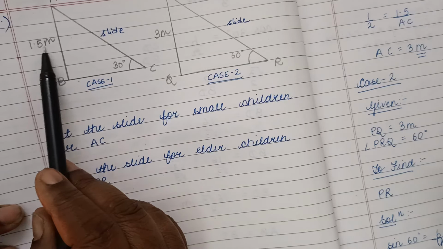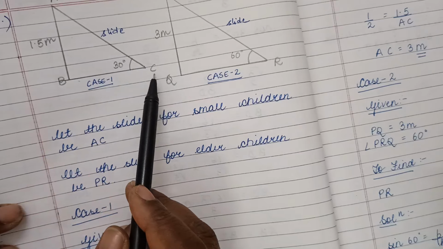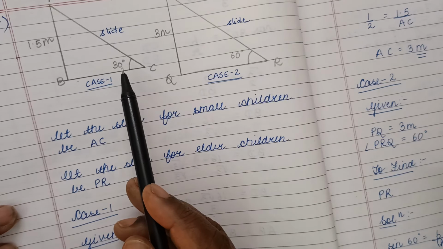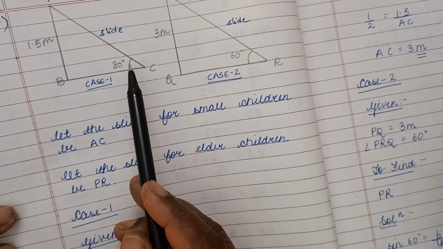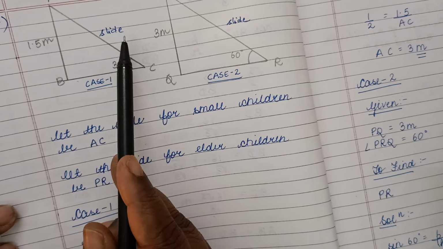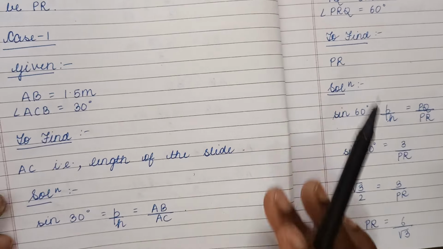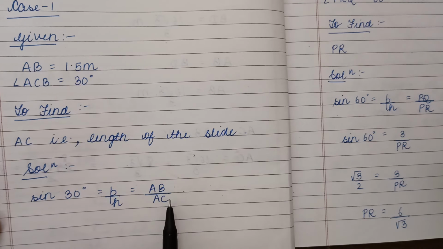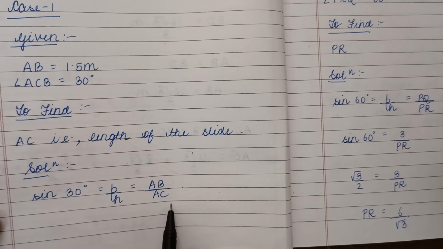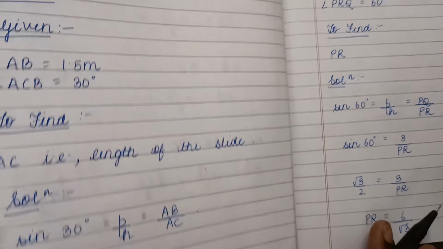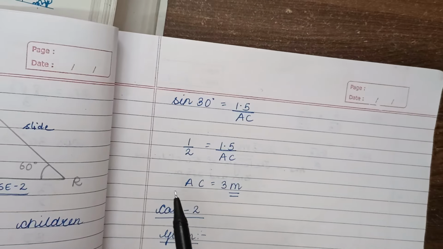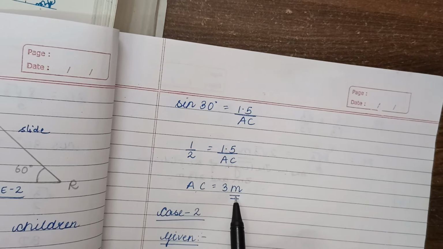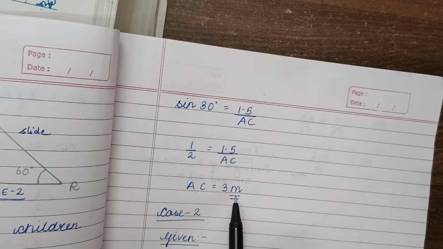Angle is 30°, height is given. We have to find out the hypotenuse. So in that case we will be using sine theta, isn't it? Sine theta is equal to P by H. So simply we will use that formula and we will get the answer. So sine 30 equals P by H, that is AB by AC. Now AB is already given 1.5, and sine 30 is equal to 1 by 2. So 1.5 by AC, or AC equals 3 meter.